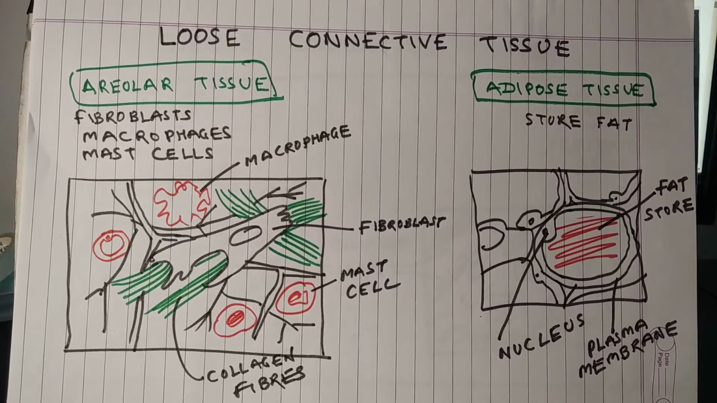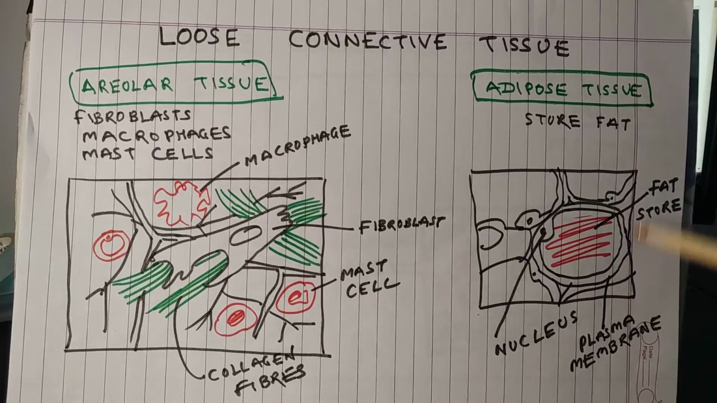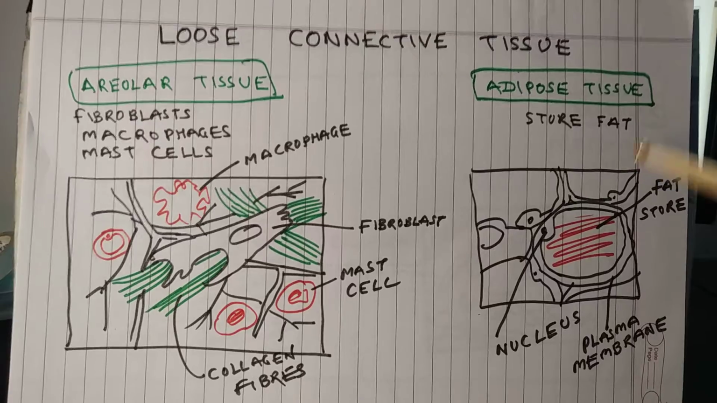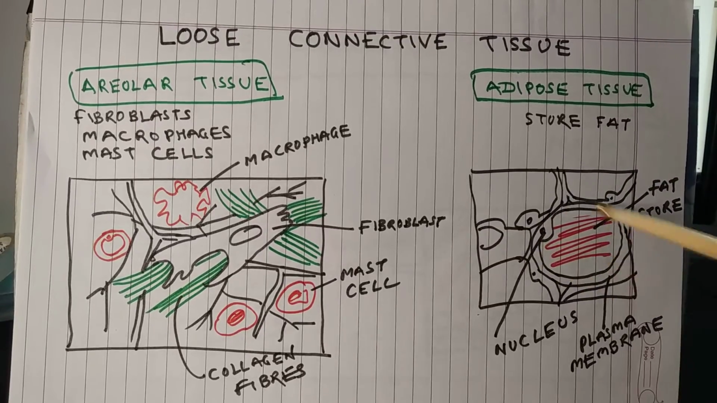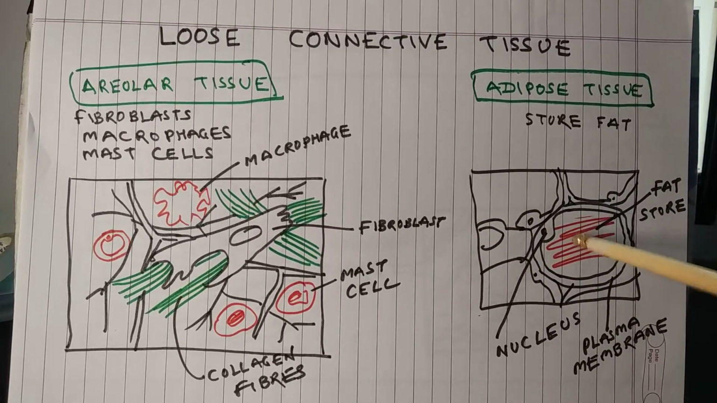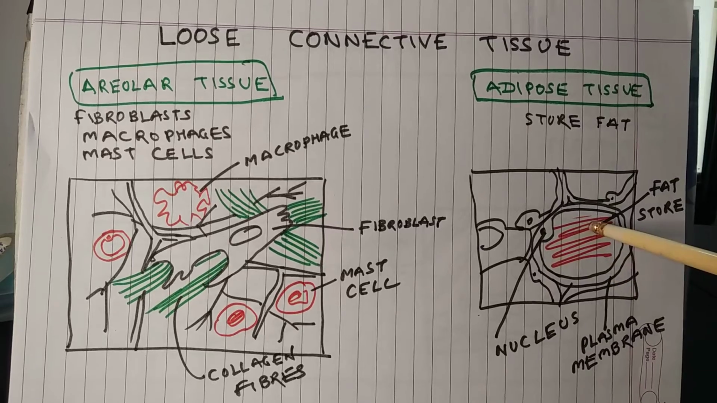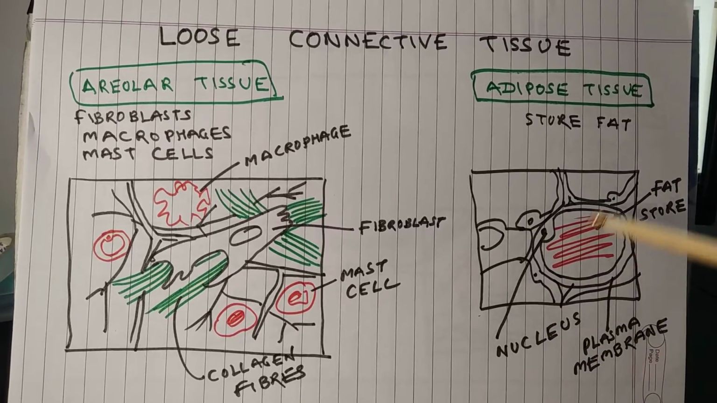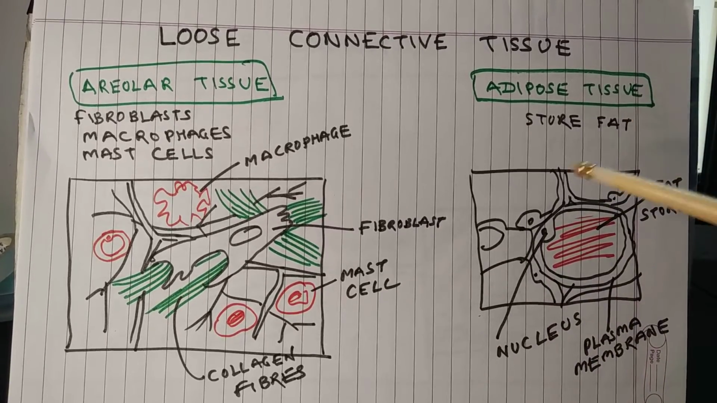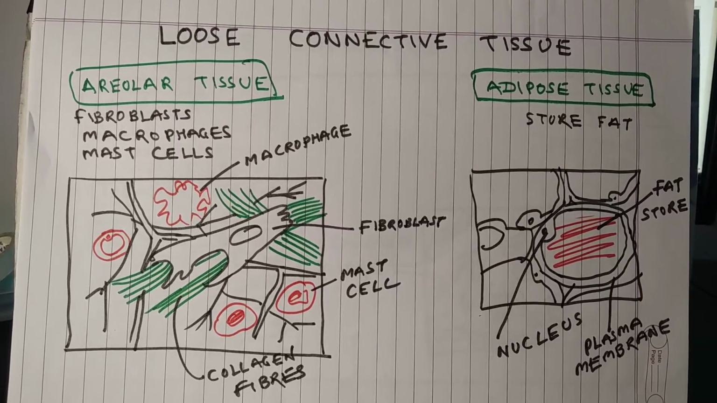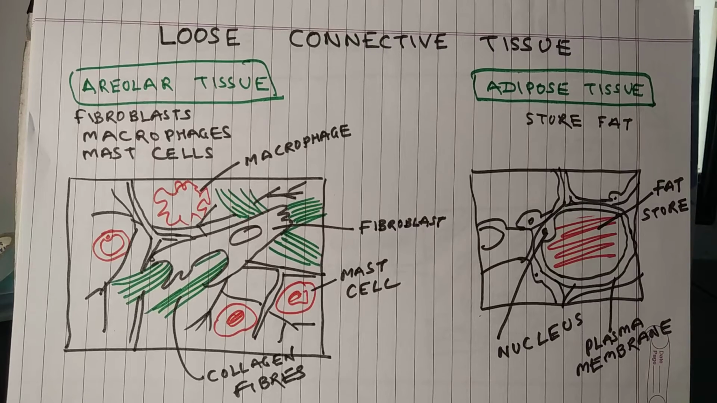Adipose tissue stores fat. So, this diagram shows adipose tissue. This is a cell, this is another cell, and the space inside the cell is where the fat is stored. In fact, in the animal world, an animal is not assured of having food on a daily basis.